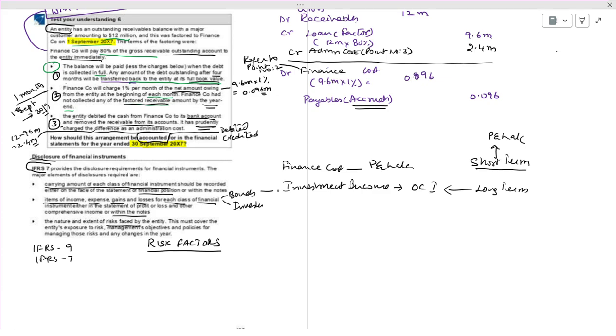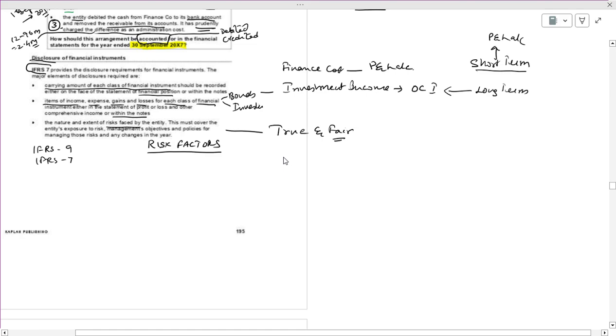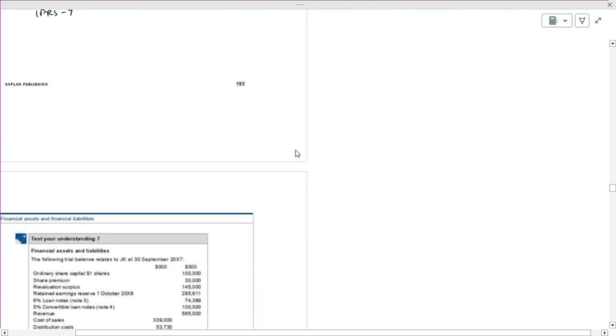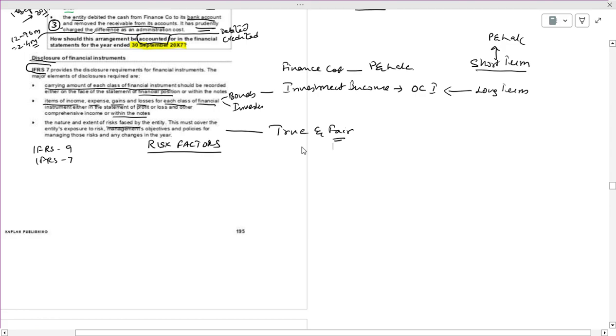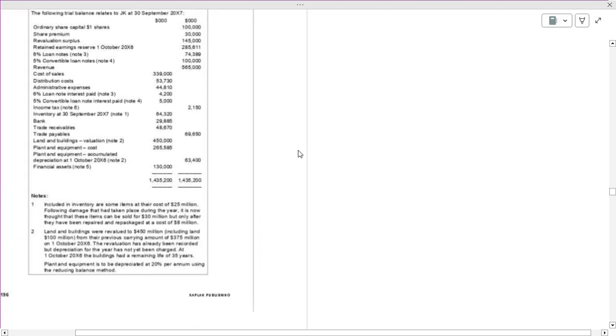True and fair, that is what you have probably come across so many times. They say that it is true and fair. It is IFRS 7. We are not going to go into that much detail in IFRS 9 and 7, okay? But we should have a little bit of understanding at this stage. Now, they have given a complete question. This will be there for 20 marks.